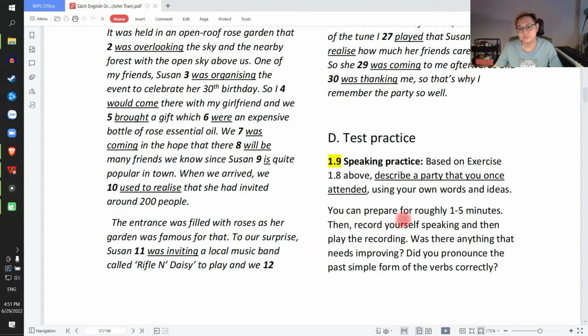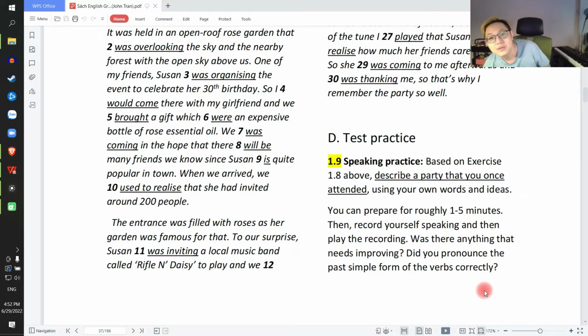You can prepare for roughly 1 to 5 minutes. Then record yourself speaking and then play the recording. Was there anything that needs improving? Did you pronounce the past simple form of the verbs correctly?